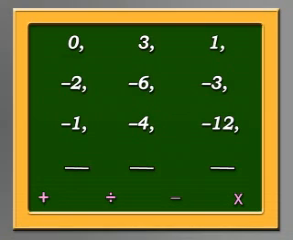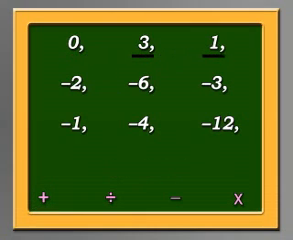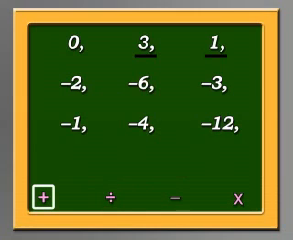Look at the first two, 0 and 3. Well, 0 plus 3 is 3. Now let's look at numbers 2 and 3. We have 3 and 1. Well, if we divide 3 by 3, we get 1. So now we've used add and divide.